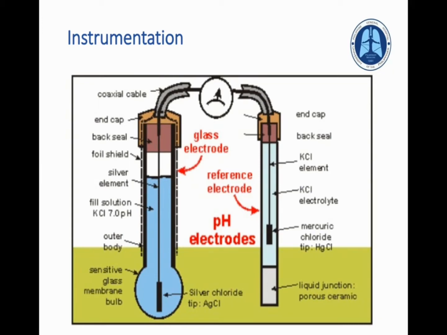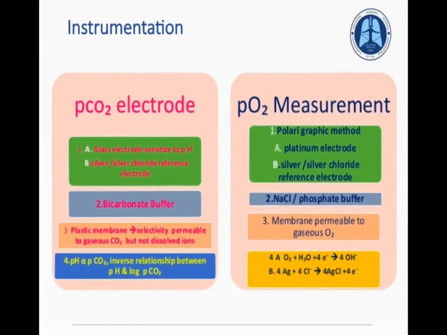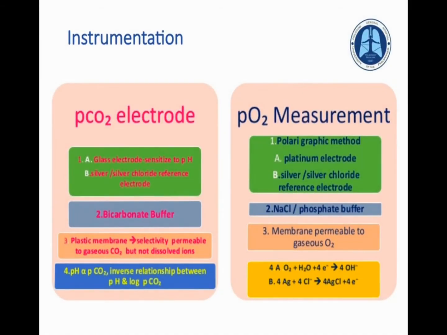The pH electrode is made of a sensitive glass electrode, and the reference electrode is made of a silver chloride tip. Both electrodes are immersed in bicarbonate buffer solution. On the other hand, the principle of the CO2 or PCO2 electrode is a test solution, arterial blood, separated by a plastic membrane permeable to gaseous CO2 but not permeable to dissolved ions.